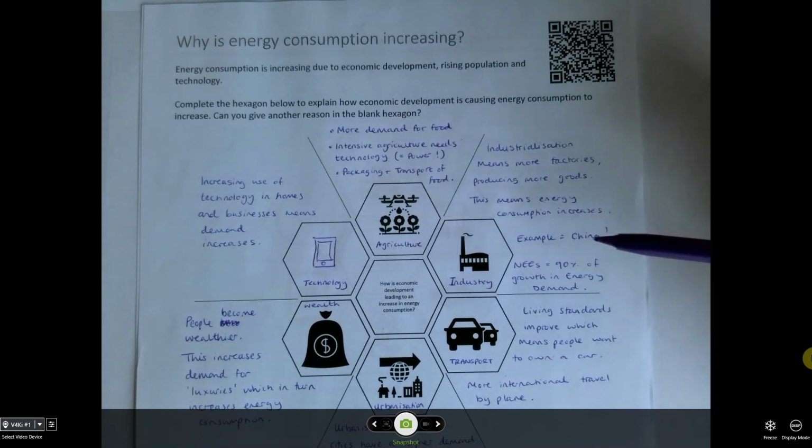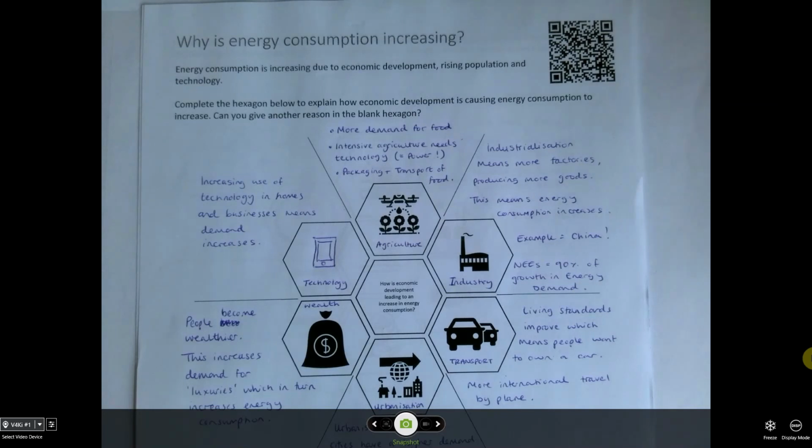The second thing is industry. So here we're thinking about factories and production. As countries start to industrialise, and as the world more generally starts to industrialise, we are producing more goods. With more factories, we are making more stuff, and that means energy consumption is going to increase. A great example of that is obviously China. We know that lots of our things get manufactured in China, and as a result of that, China's energy consumption has grown really, really significantly.